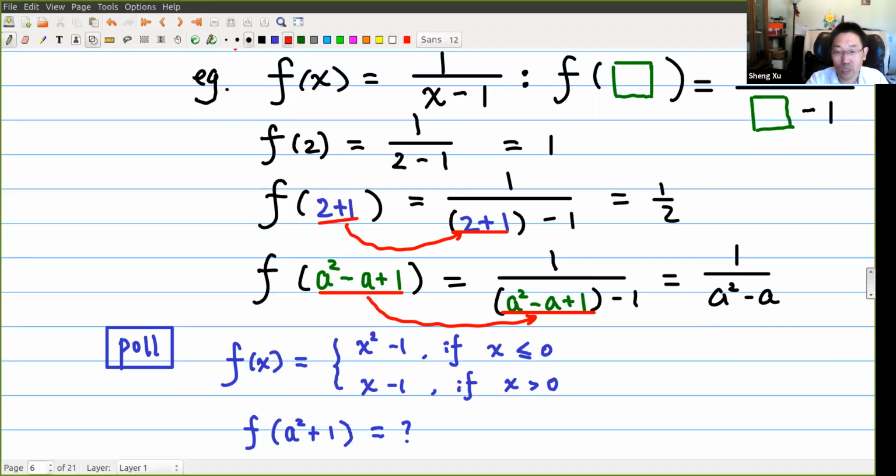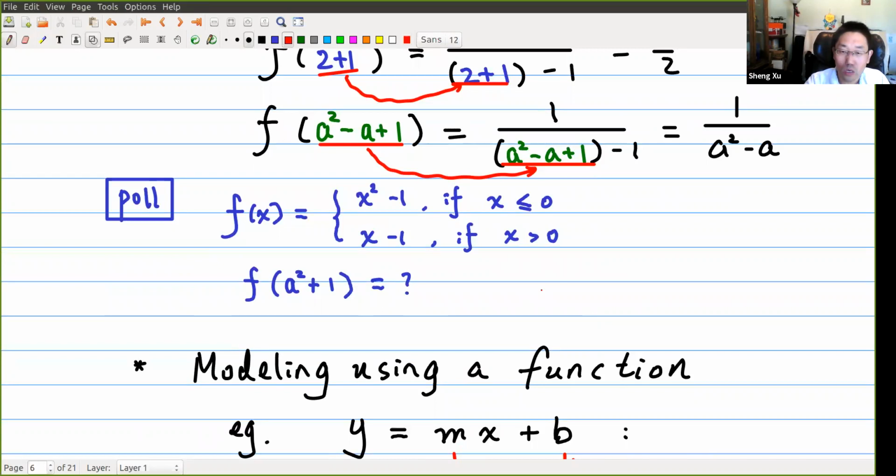Now, let me launch a poll. This poll is related to a piecewise defined function and also to a placeholder. I hope you understand that. Let me give you 1 minute to work on this poll problem. f(x) is defined in a piecewise manner: it's x squared minus one if x is less than or equal to zero, and x minus one if x is greater than zero. What is f of a squared plus one? Can you do that? Let me launch this problem here.